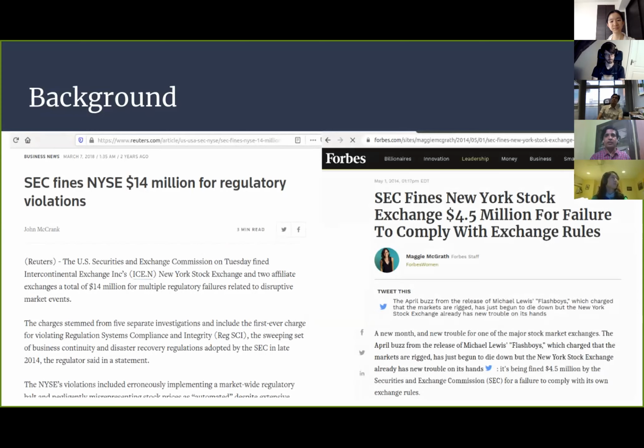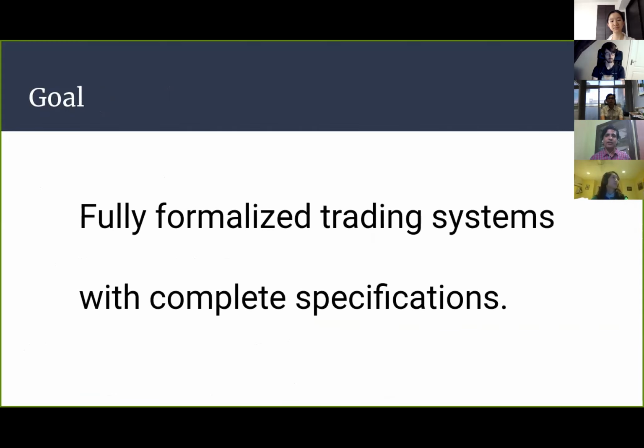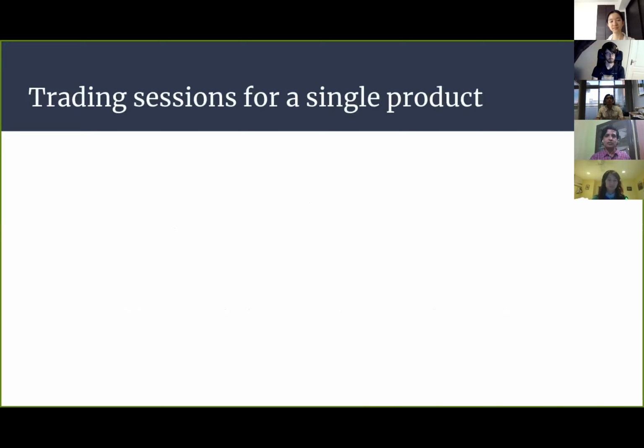So we want to solve this problem. Our goal is to have a fully formalized trading system with complete specification. That is our goal. Before I get into how we do that, let me give you a brief introduction about how the matching is done at the exchange. Trading is usually done by two types of algorithm.